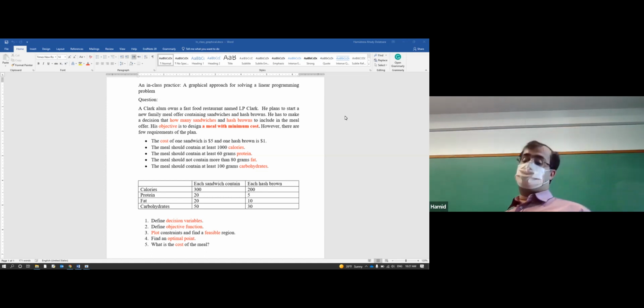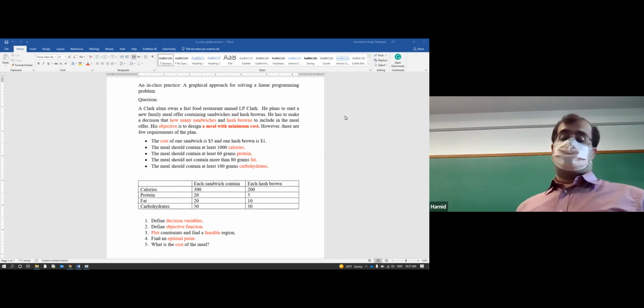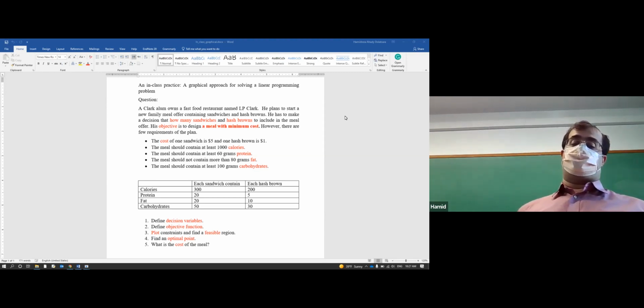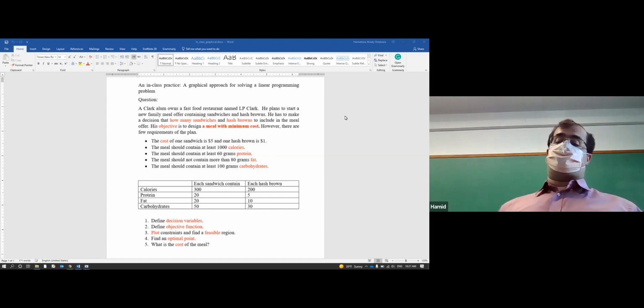And if you look at the table, you can see basically the nutrient values of sandwich and hash brown, for example. In terms of calories, sandwich 300 calories, hash brown 200, protein 25, fat, each sandwich contains 20 grams of fat versus hash brown that has 10 grams. For carbs, sandwich is 50 and hash brown is 30.